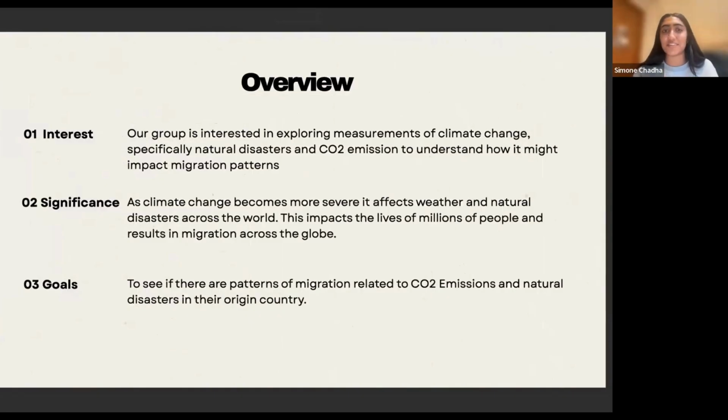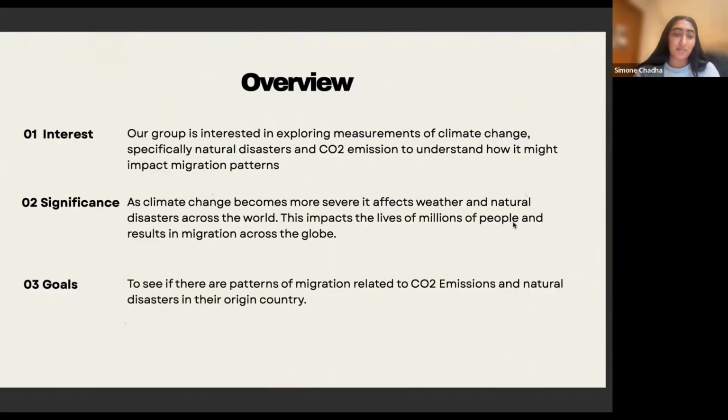Our group is interested in exploring measurements of climate change, specifically how natural disasters and CO2 emissions might impact migration patterns. And the significance of this is related to climate change, and as it becomes more severe, it affects weather and natural disasters around the world. And this impacts millions of lives around the world and results in migration across the globe.